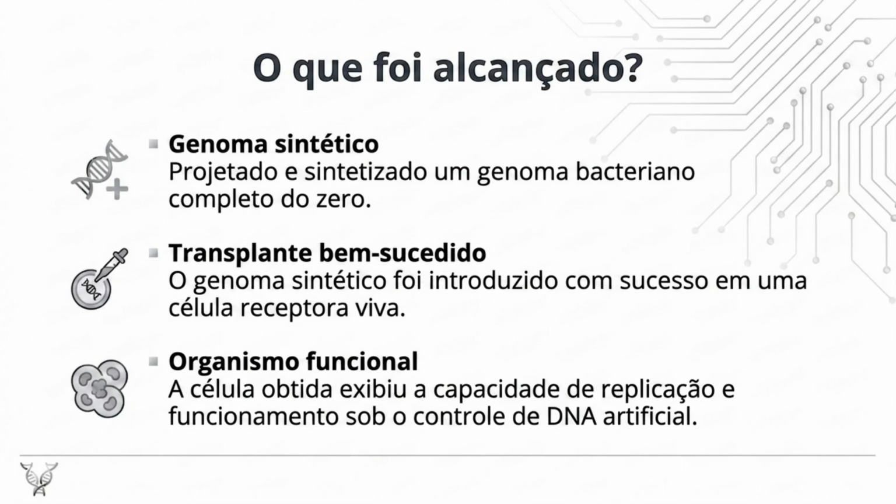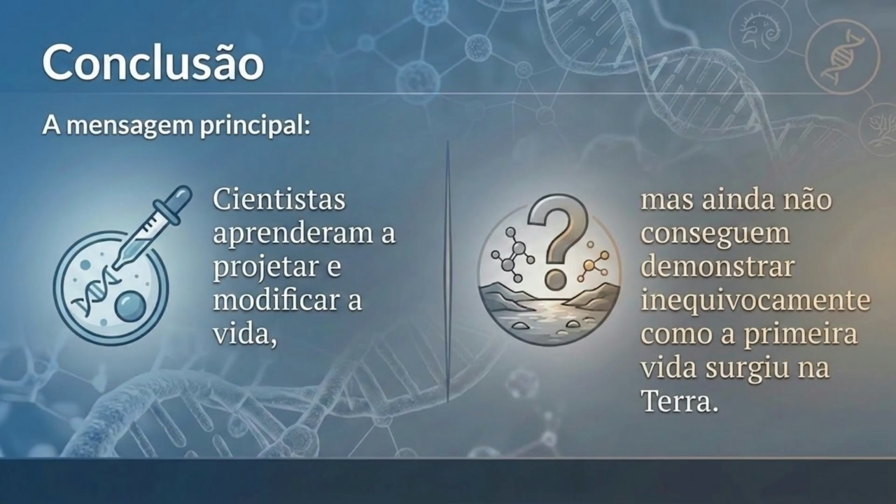Researchers have successfully designed and synthesized a complete bacterial genome, performed a successful transplant into a living cell, and produced a functional, replicating organism. In conclusion, while scientists have learned to design and modify life, we still cannot definitively demonstrate how the first life arose on Earth. It remains a central mystery of our origins.